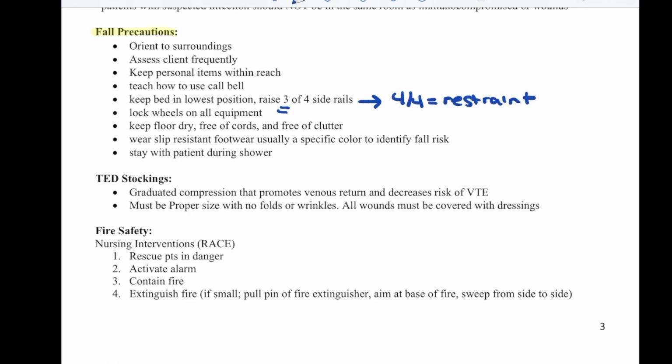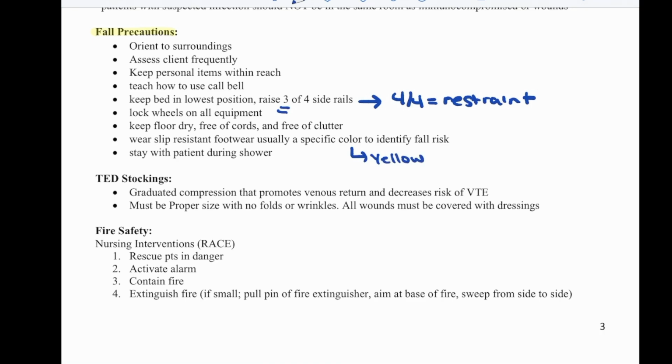We want to keep the floor dry, free of cords, and free of clutter because we know all of these things can cause people to fall. We want to make sure they have slip-resistant footwear on. If they're wearing socks, they should have the kinds that have the rubber at the bottom. Usually they're a specific color. Oftentimes they're yellow, and that can help to identify a fall risk.